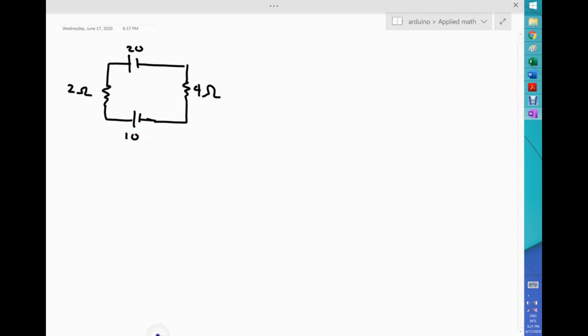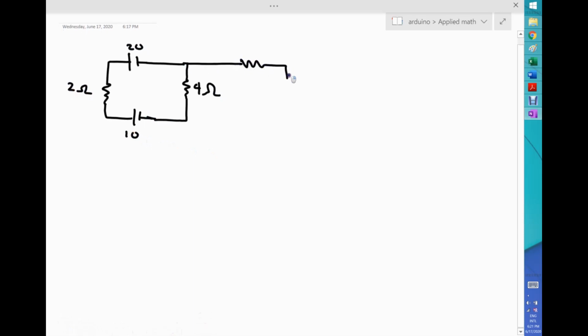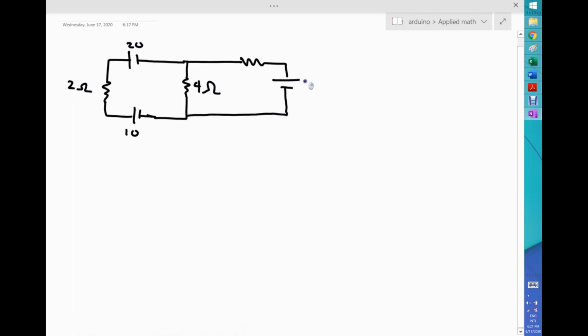And so let's keep going. We have another resistor here. We have another battery here, and that's it. And this battery is 30, and this is 5 ohms. All right, and that's it. All right, so let's apply Kirchhoff law here.